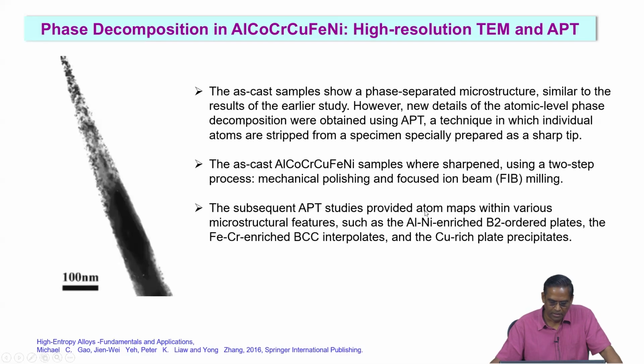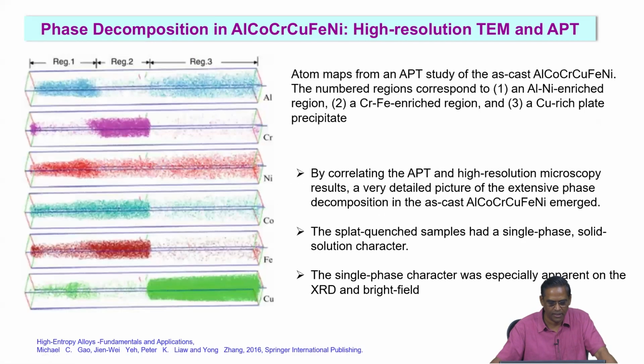So, the APT studies provided atom maps within various microstructural features such as aluminum nickel enriched B2 ordered plates, chromium iron enriched BCC interplates, and copper rich plate precipitates. So, we are talking about three different types of segregation or phase decomposition, which is summarized here.